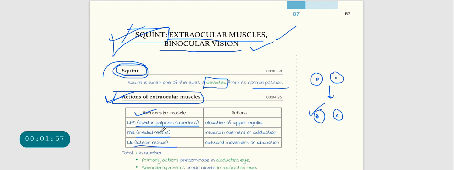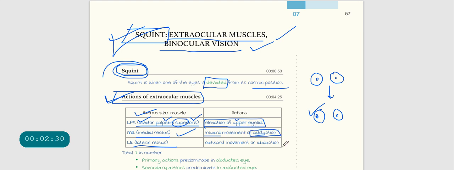So what is the action of levator? Elevation of palpebrae, the eyelid, and superioris. So its function is elevation of the eyelid. Which eyelid? Upper eyelid. So the upper eyelid is elevated with this muscle's help. Then comes your medial rectus. It is used for the inward movement or adduction of the eye.